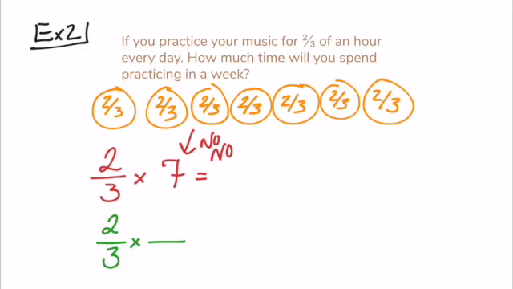Put a 1 under it. Beyonce, put a ring on it. Put a 1 under it. And now we can just multiply straight across. So 2 times 7, which is 14. And 3 times 1, which is 3.